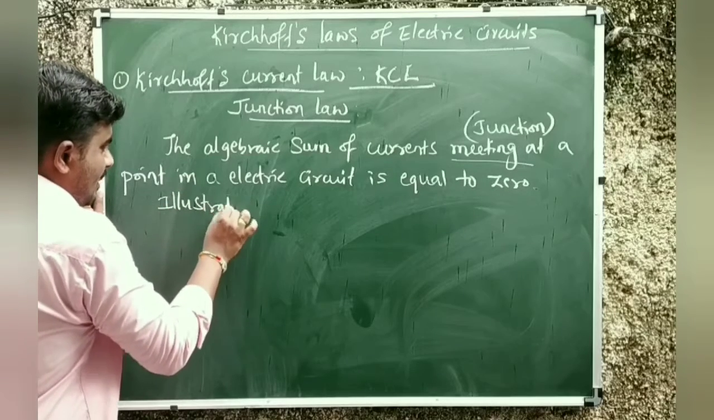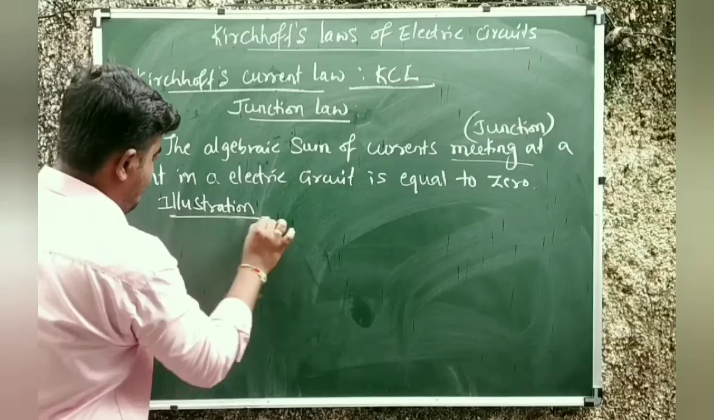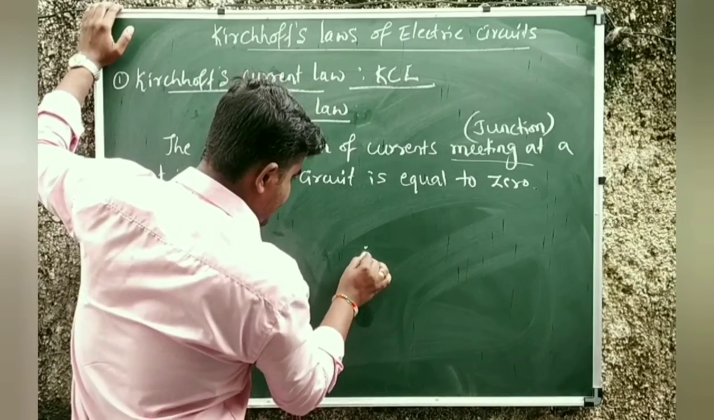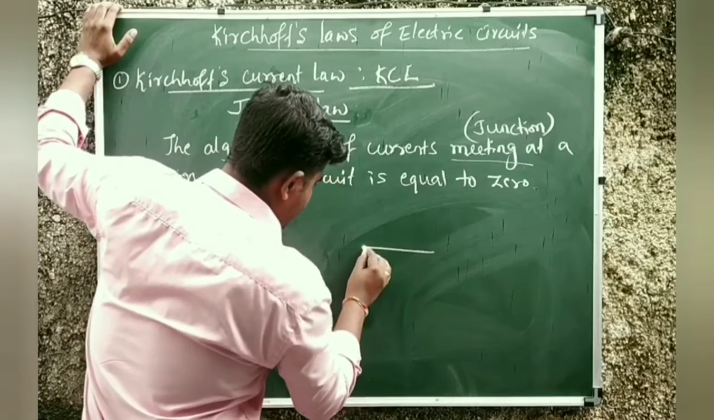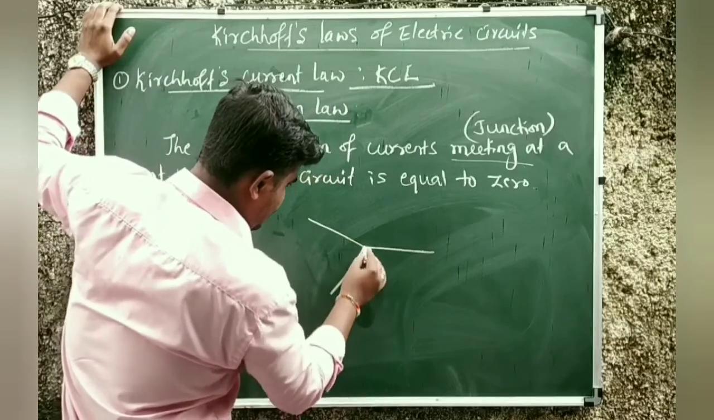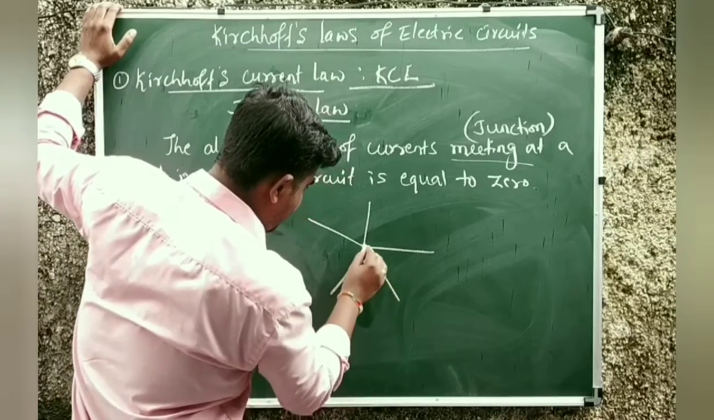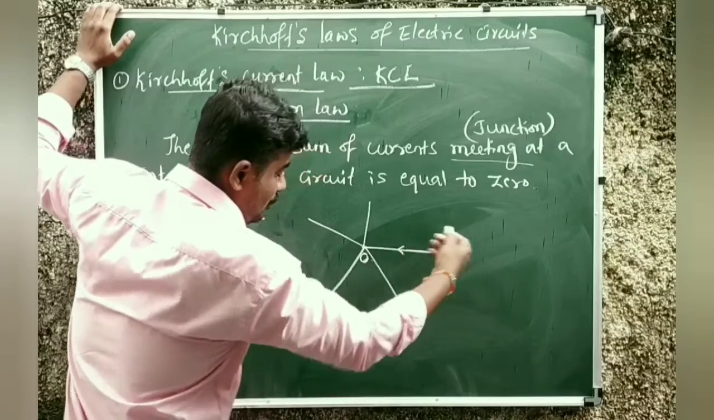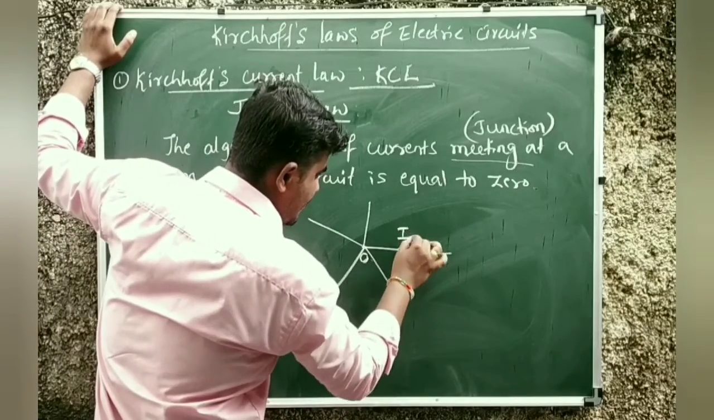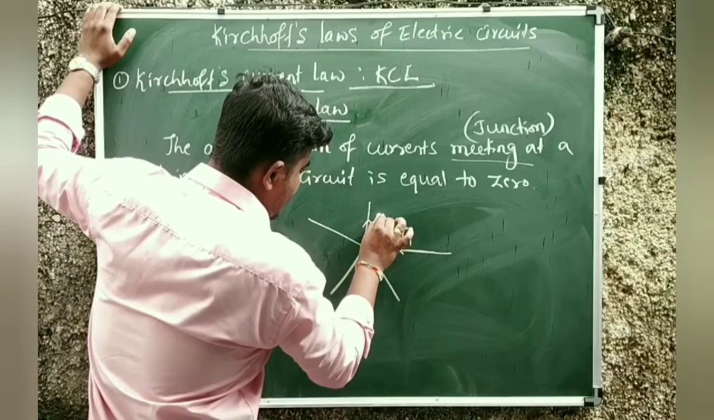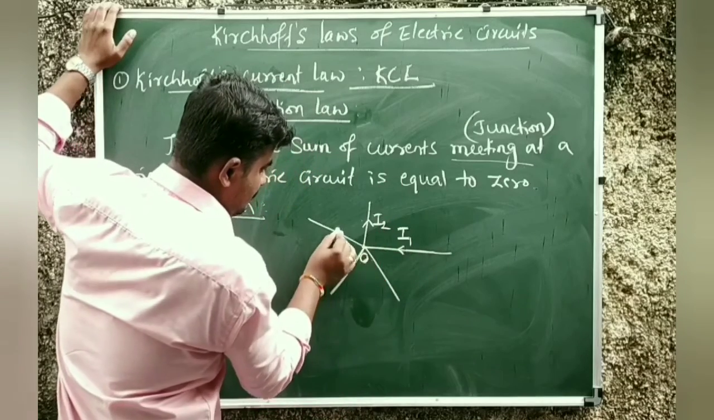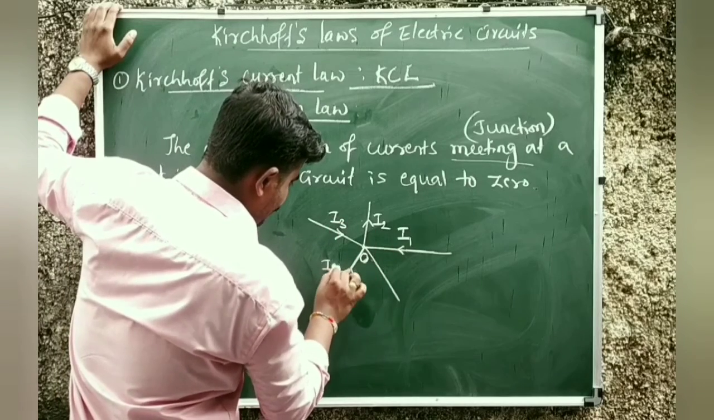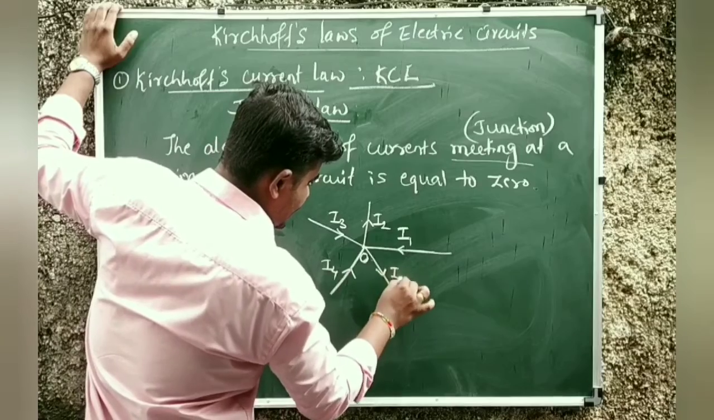With the help of an illustration, we can understand the statement very easily. See here, let us consider one point, say this point is O, and this point is connected with many conductors. In some conductors current is entering, say it is I1, and say current is leaving, I2, from the junction. And I3 current is entering. Now let us call it I4. I4 is also entering, and I5 is leaving.